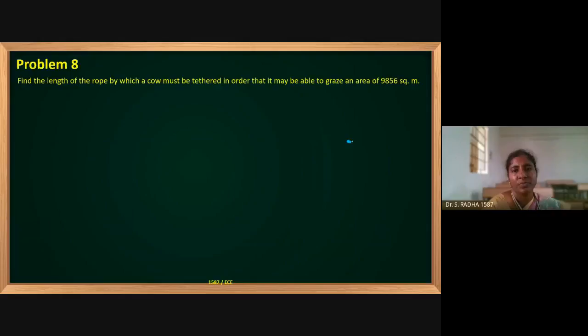There is a cow. It is tied with a rope. Okay, this I am taking as the cow.